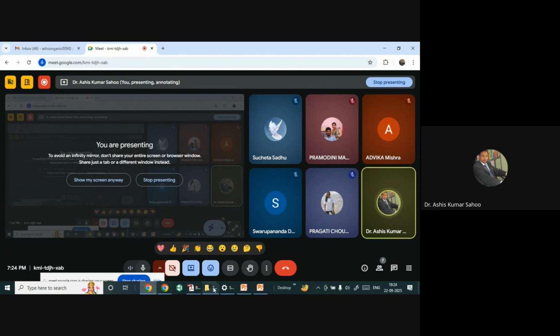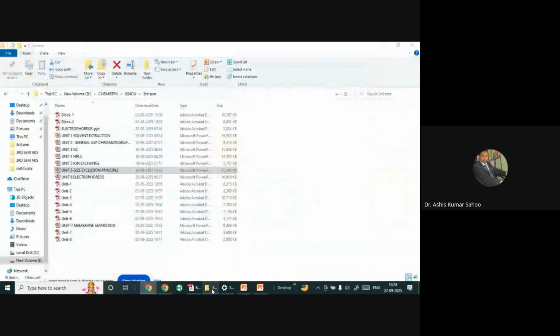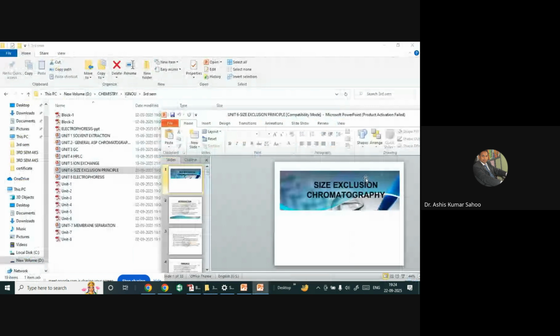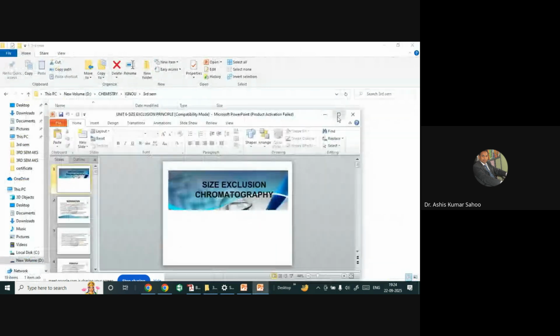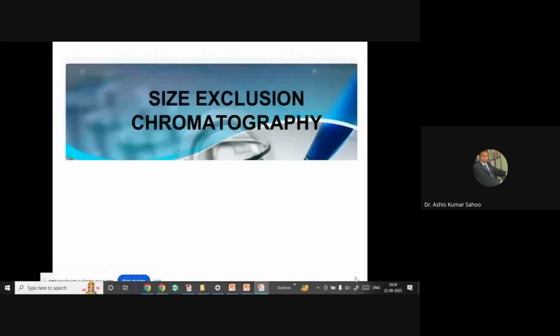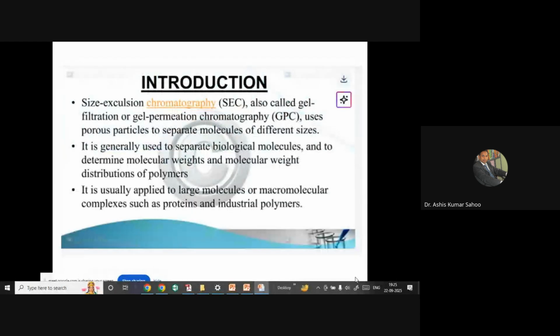Most important. So whatever the size, this is another type of chromatography: size exclusion chromatography.